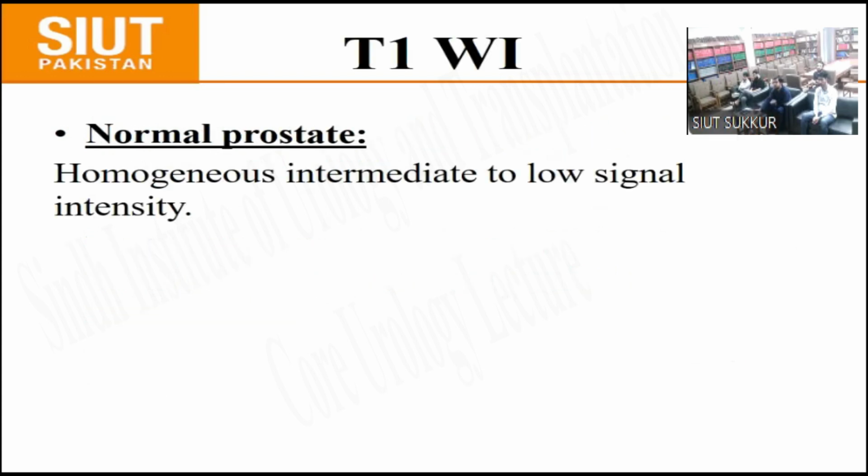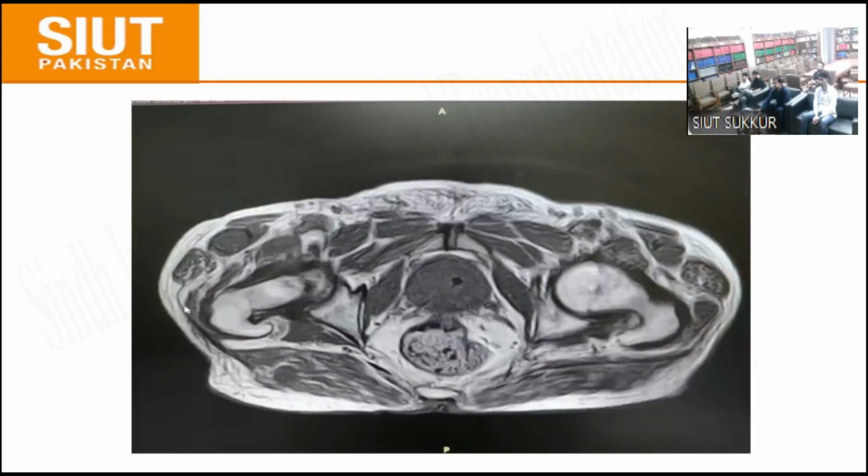T1 weighted image: this is an important thing for those who are preparing or appearing for the exam. On prostate MRI, T1 weighted images show the normal prostate as homogeneous, with intermediate to low signal intensity. So this is the T1 weighted image of the prostate.